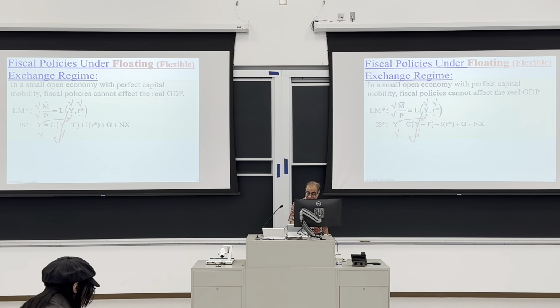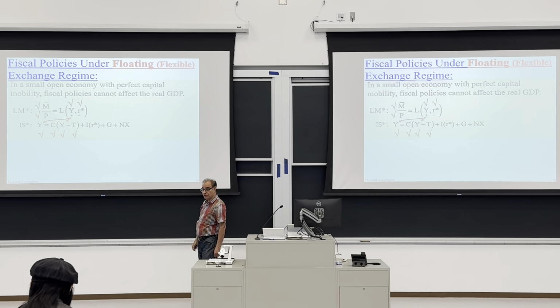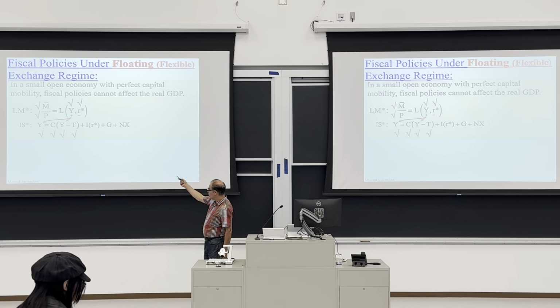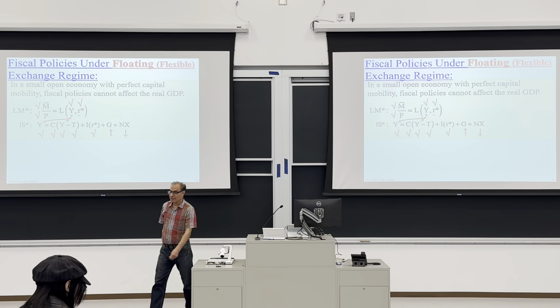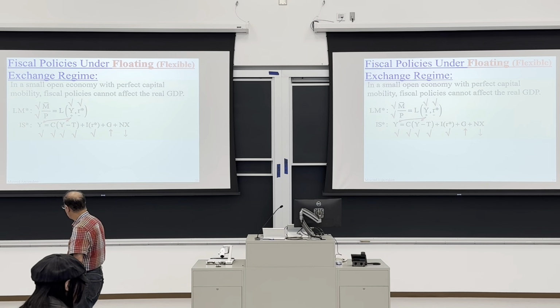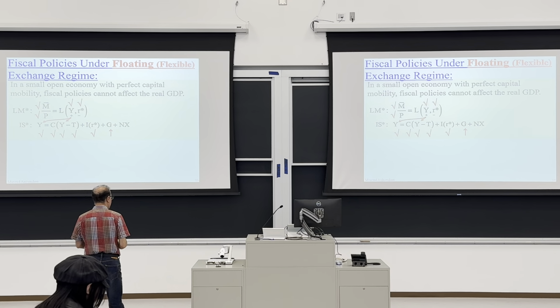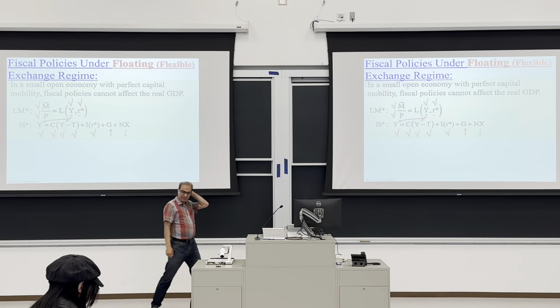Suppose we don't touch taxes, so consumption would be fixed. Investment is fixed because investment is a function of the foreign interest rate, which is fixed. So what is left here? Here we have these two. G goes up, net export goes down. G goes up, net export goes down. So they cancel each other out.